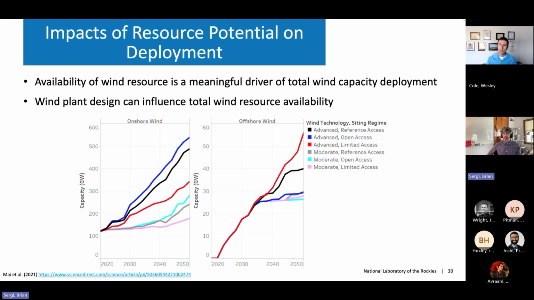And part of that influence is that the design of your plants can also influence the total availability as well. That has to do with how you're siting the turbines and optimizing the setup of the plant, some of which is captured or baked into the supply curve assumptions as well.